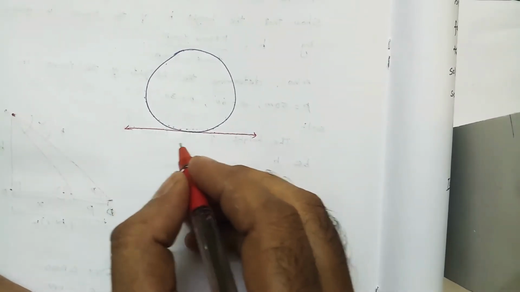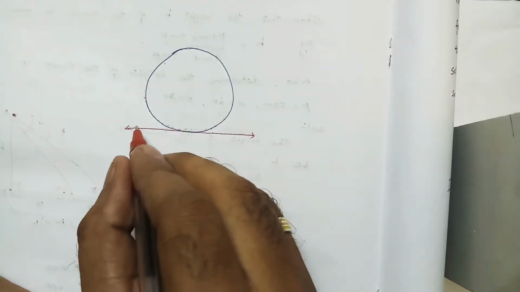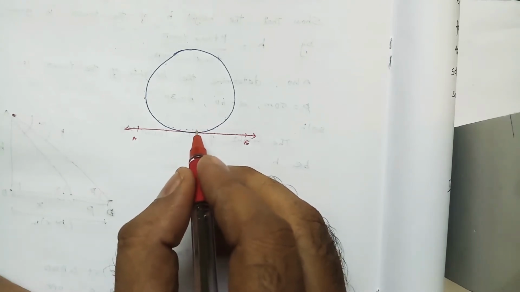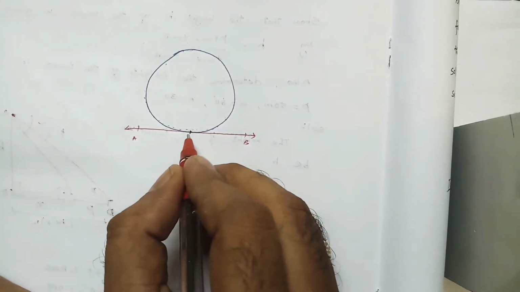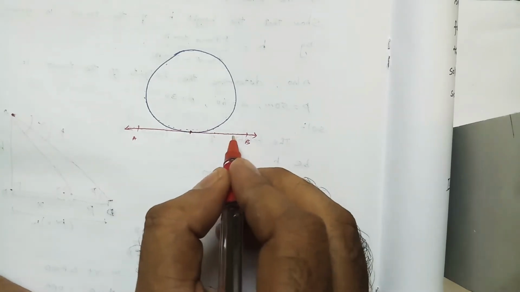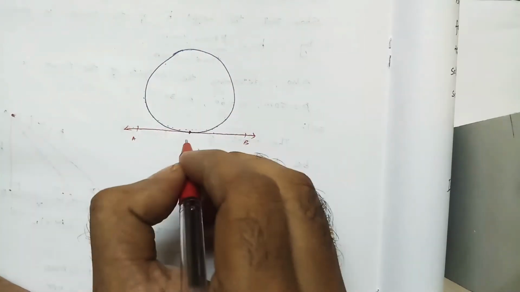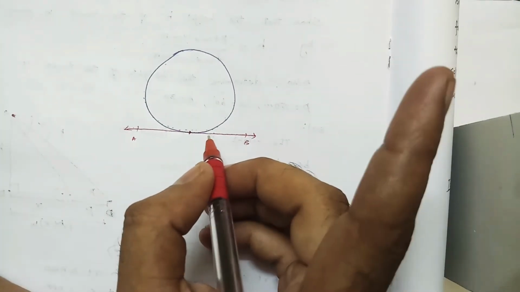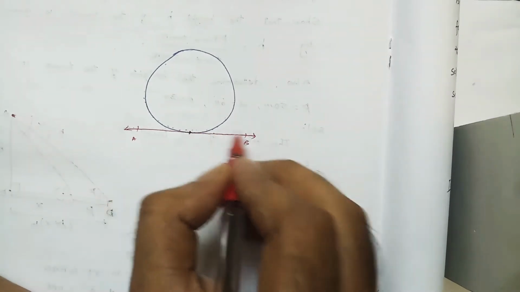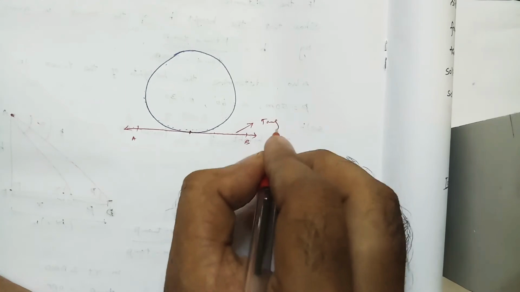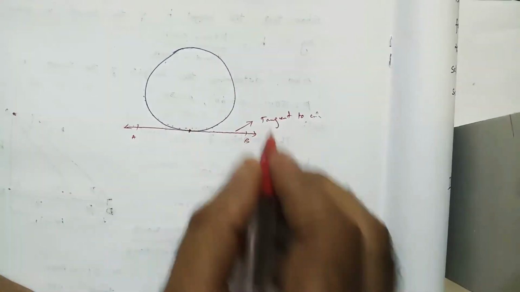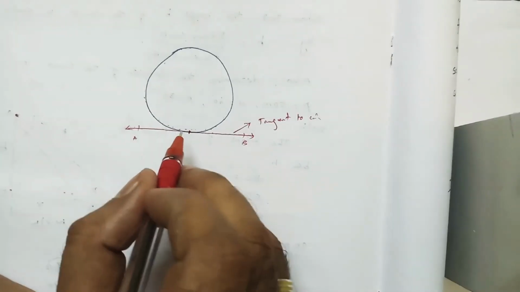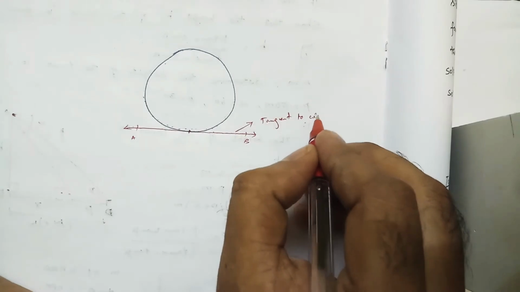When a line AB meets a circle at only one point, that line is called a tangent to a circle. We have infinite number of points, but a line that meets a circle in only one point is called a tangent to a circle. Understood? A line touches or meets a circle in only one point, and that line is called a tangent to a circle.